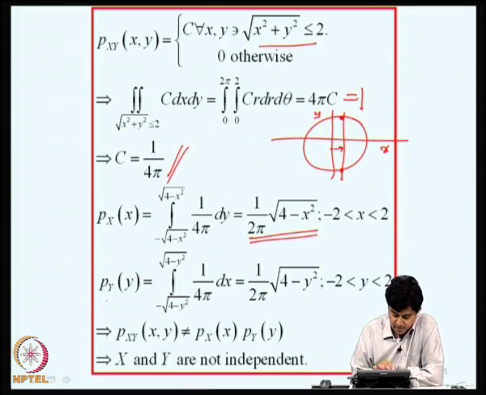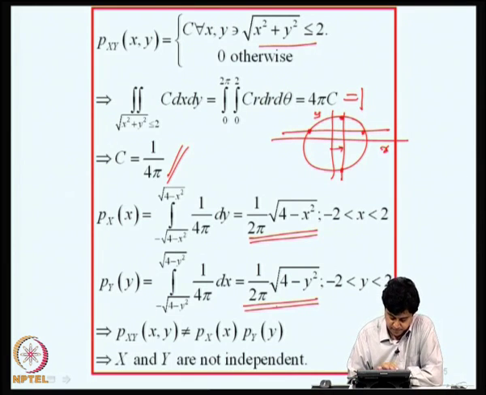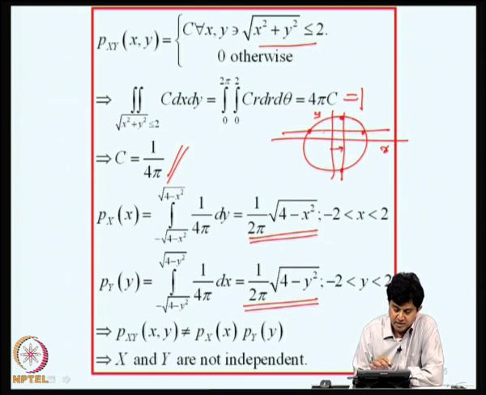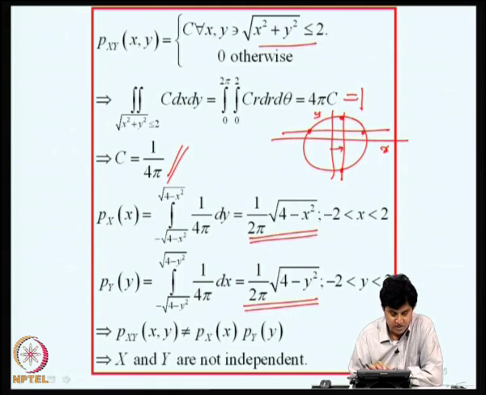Py of y, by the same token, we need to select a line like this and integrate between these 2 points, and accordingly we get this function. Now, if I multiply Px of x and Py of y, you can verify that their product does not lead to the function which is a constant, that is 1 by 4 pi. From this we can conclude that x and y are not independent.